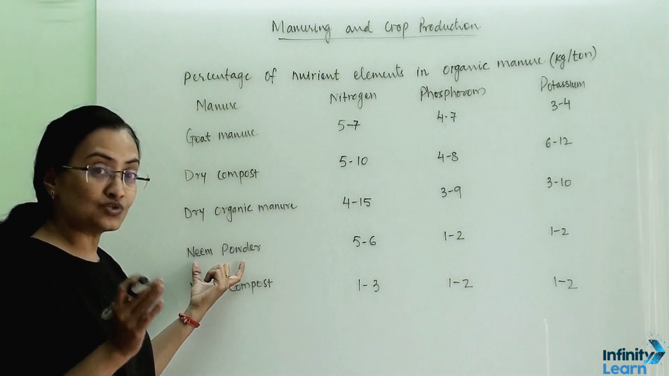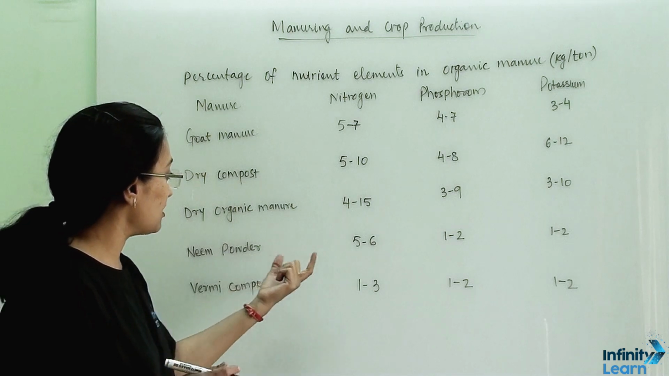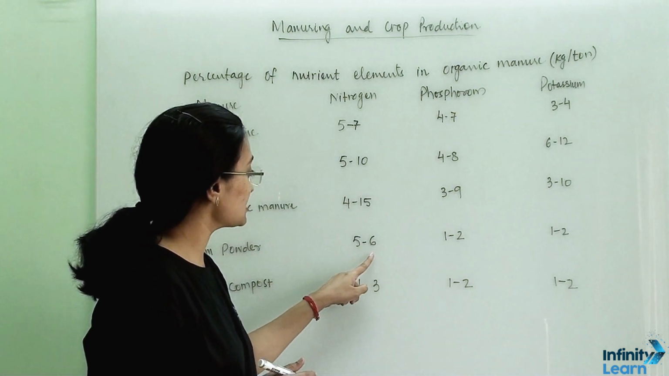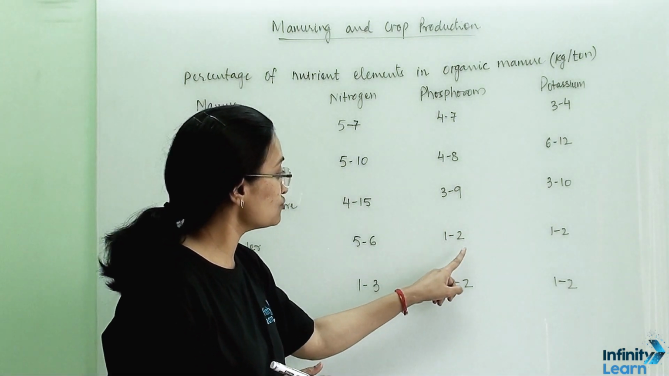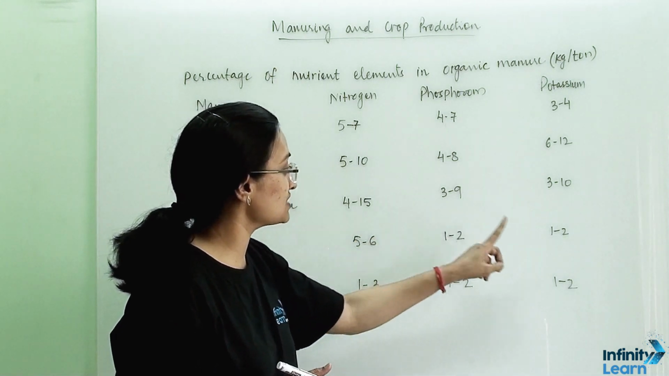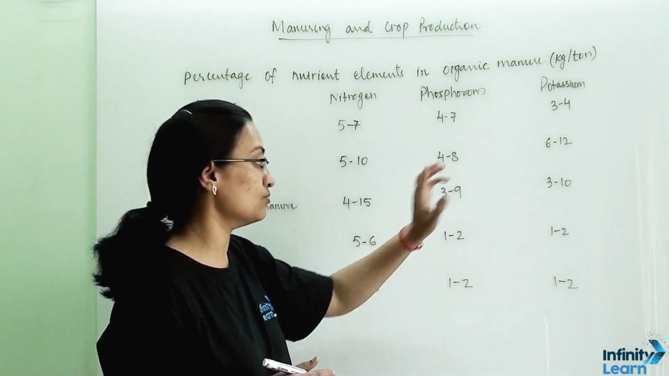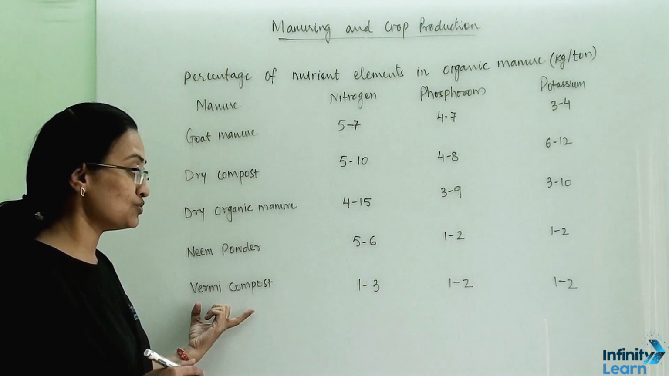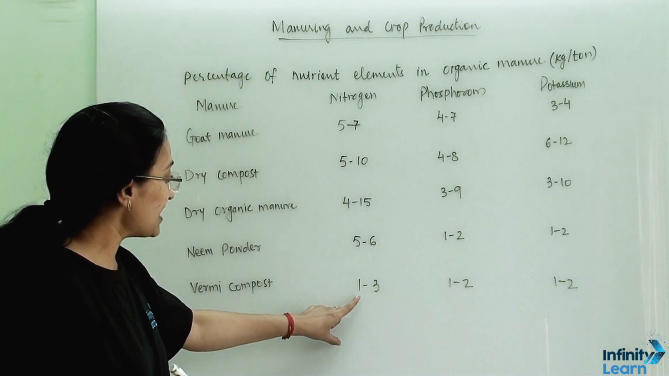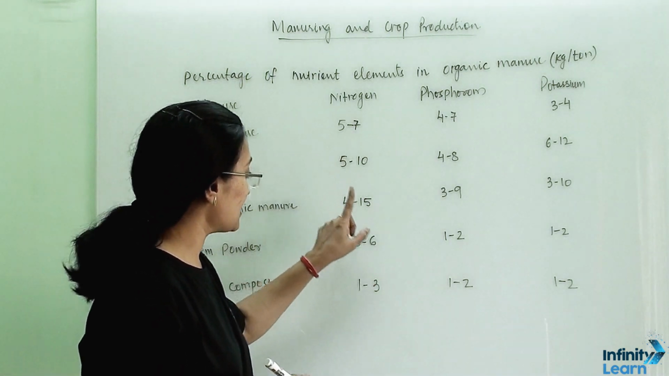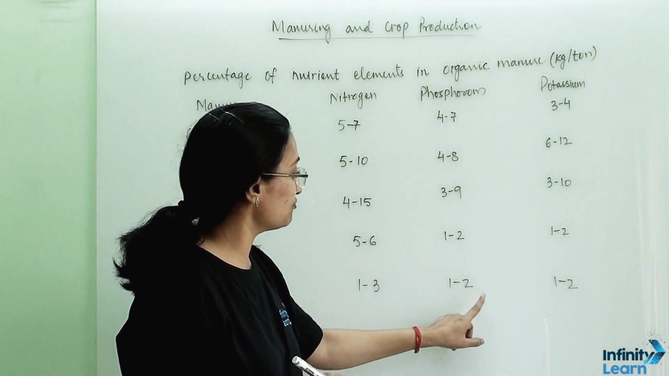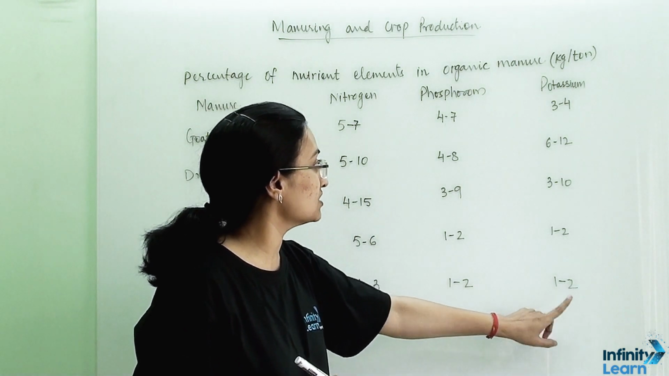When we are using neem powder as organic manure, we will get 5 to 6 kg per ton nitrogen, 1 to 2 kg per ton phosphorus and 1 to 2 kg per ton potassium. When we are using vermicompost, we will get 1 to 3 kg per ton nitrogen, 1 to 2 kg per ton phosphorus and 1 to 2 kg per ton potassium.